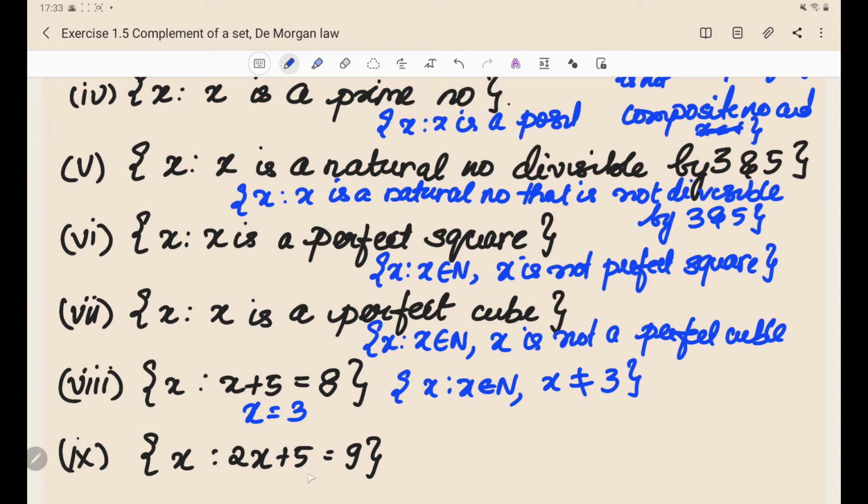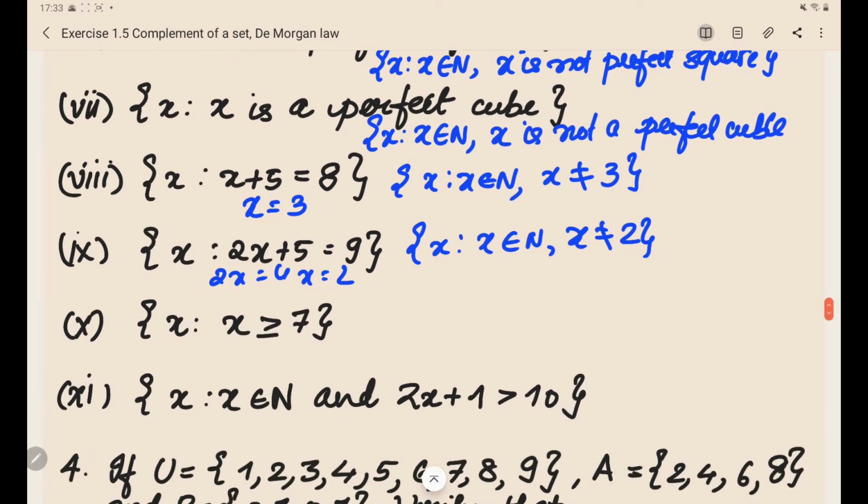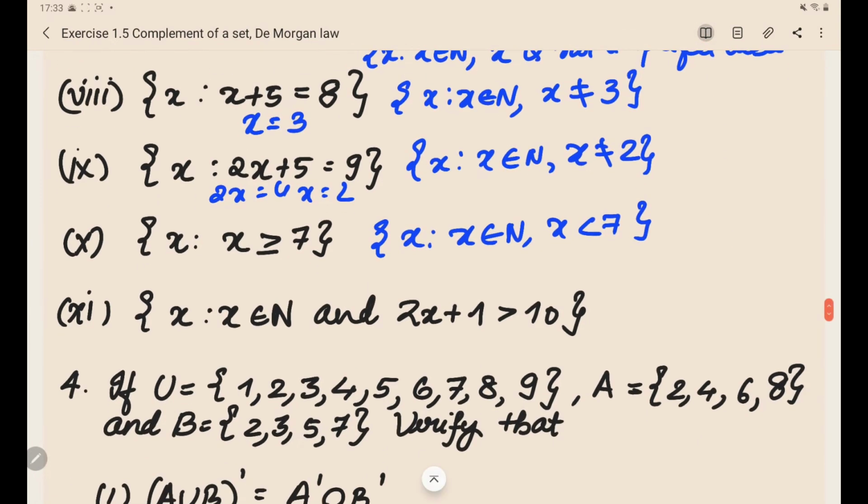Again, {x : 2x + 5 = 9}. So 2x is equal to 4 and x is equal to 2. So again, you can say {x : x belongs to N and x does not belong to 2}. I'm not elaborating everything. I hope it's clear for you guys too. Again, {x : x is greater than or equal to 7}. So what is the complement of that? All other numbers which are less than 7, right? {x : x belongs to N and x is less than 7}. It's easy. Now, the last problem in it, {x : x belongs to N and 2x + 1 is greater than 10}. So what would it be?